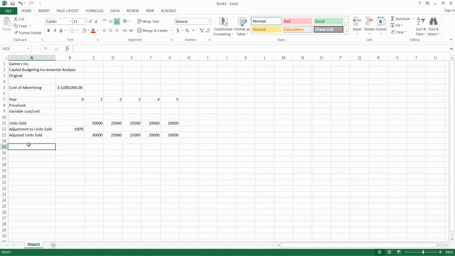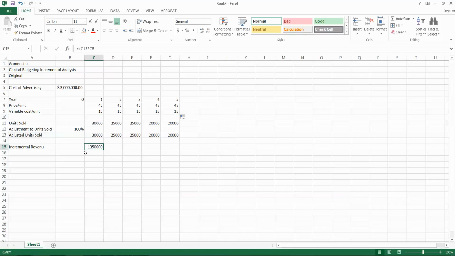Now we can start working on our incremental impact. So we have incremental revenue, and that is our adjusted units sold times our price, which we have failed to put in. Let's go ahead and put in our price. It is $45 per year, so we highlight that, grab the corner, and drag it across. And our variable cost per unit is $15. And again, we can drag that across.